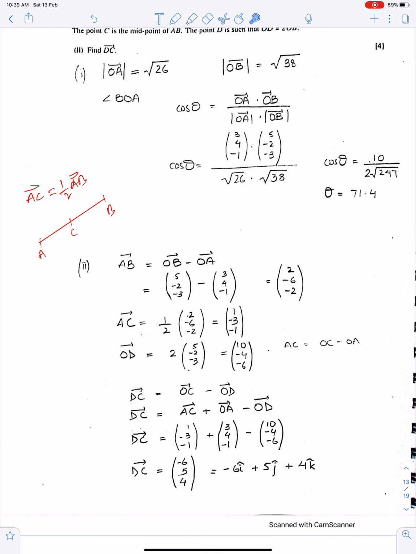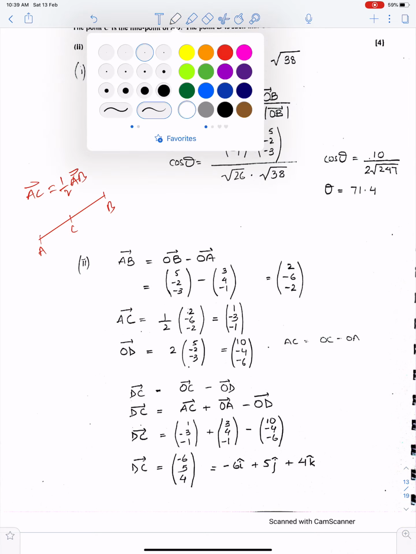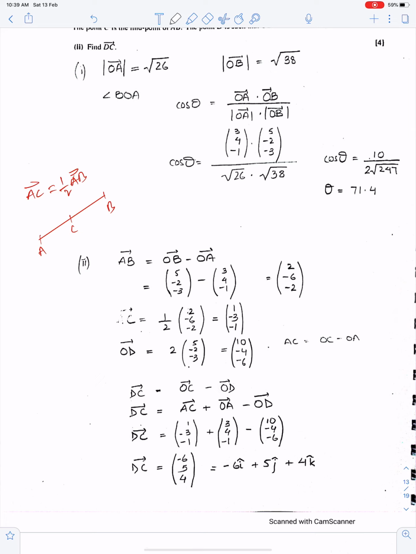Now DC. DC is OC minus OD. And OC is AC plus OA. You have option. You can easily get OC from here. I mean, you can write this AC as OC minus OA. I'm trying to make this thing simple for all of you. Instead of writing AC here, you can write this as OC minus OA. This is basically AC.